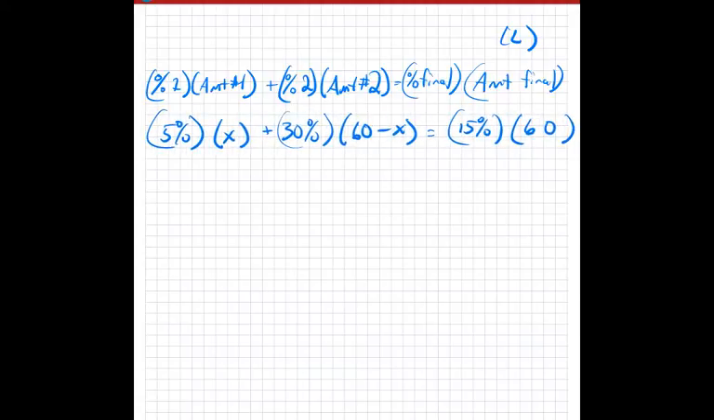So if we had X liters of the first substance and we want to finish with a total of 60, that means the amount for substance number 2 is going to be 60 minus X. At this point, we have one equation, one unknown we could solve. Now, we should convert the decimals to percents and then get rid of the decimals. But what I've found with a lot of these mixture problems, you can actually just drop the percents and it's okay. It'll work.